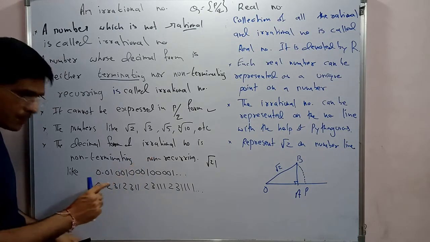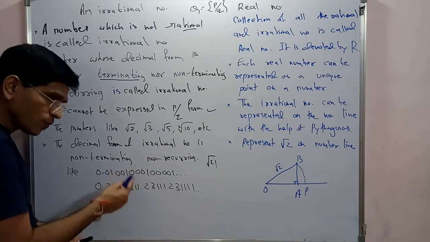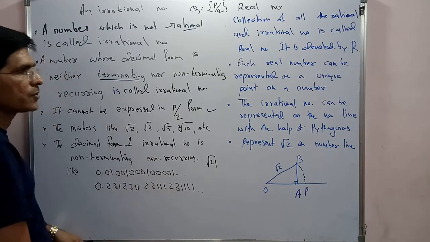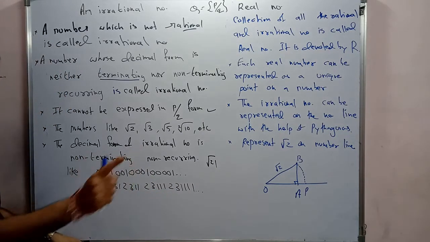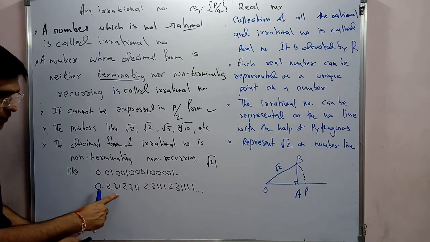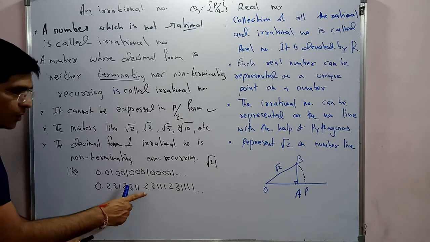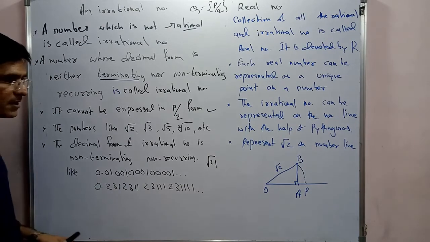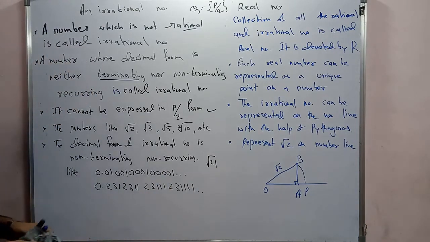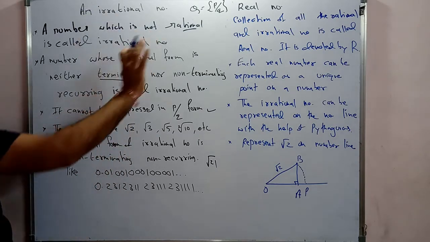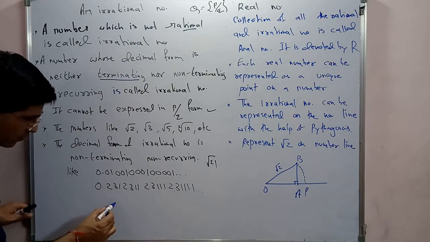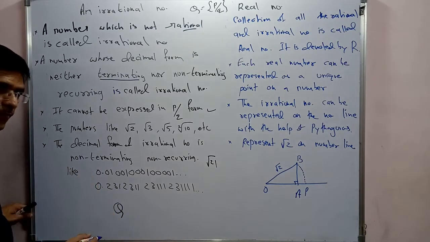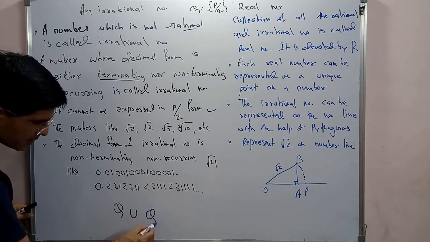It is not repeated because of 01, 001, 0001. So non-terminating, non-recurring. One more example, 0.231, 2311, 23111, and so on. Three dots means continuous. So you can understand that irrational numbers are simply those which are not rational. Generally the symbol of rational numbers is Q and of irrational numbers is Q bar.